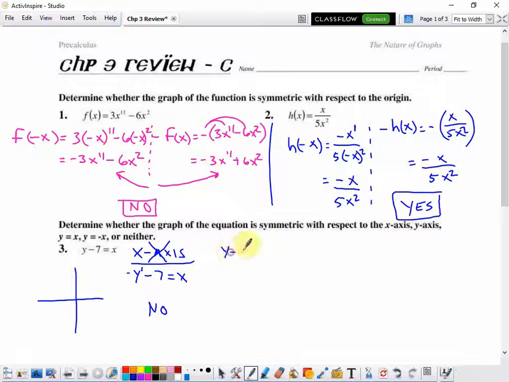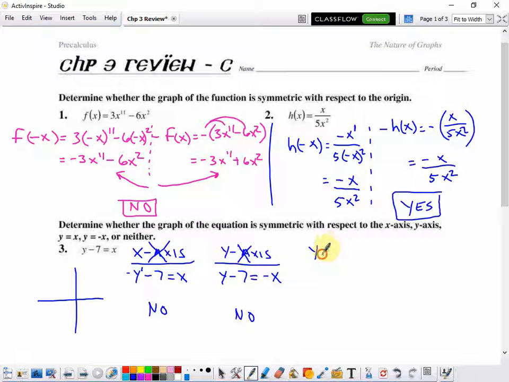Symmetry with respect to the y-axis. To test that, I'm going to put in the opposite of x. Because symmetry over the y-axis, whatever x value I see on that graph, the opposite of that x value will also exist. Now right now I've got the left side already matching, and this negative is not going to go away because it's to the first power, so it's not an even power. So the right side is not going to match. No, there is no symmetry about the y-axis.